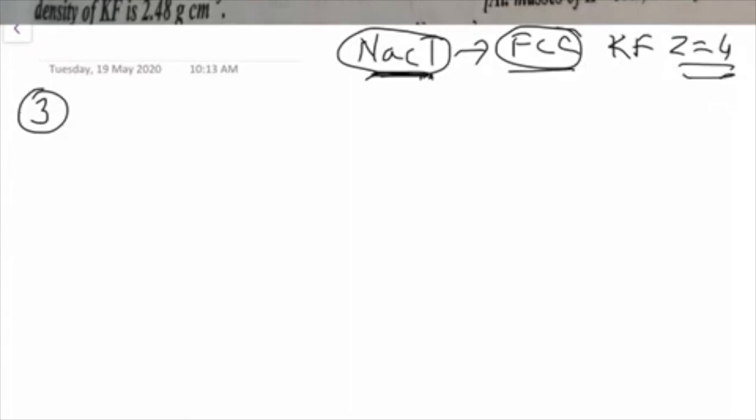So KF has NaCl structure. What is the distance between potassium ion and fluoride ion in KF, if the density of KF is 2.48 gram per centimeter cube? Now let me write down the things which are given to us. So indirectly you are given Z. Since KF has NaCl structure, and NaCl structure is FCC, Z value is 4. Next they have given density, which is 2.48 gram per centimeter cube.